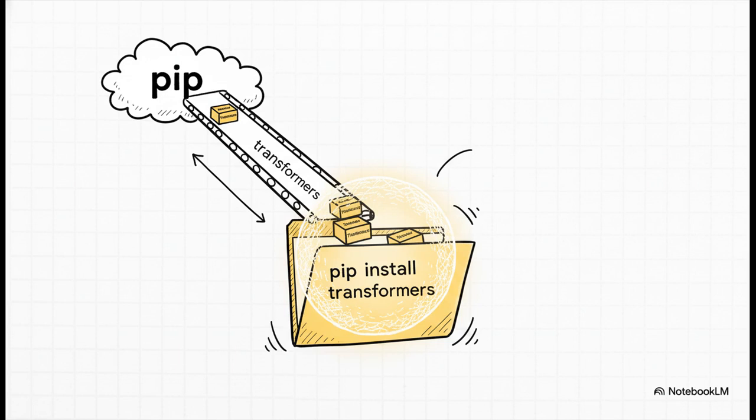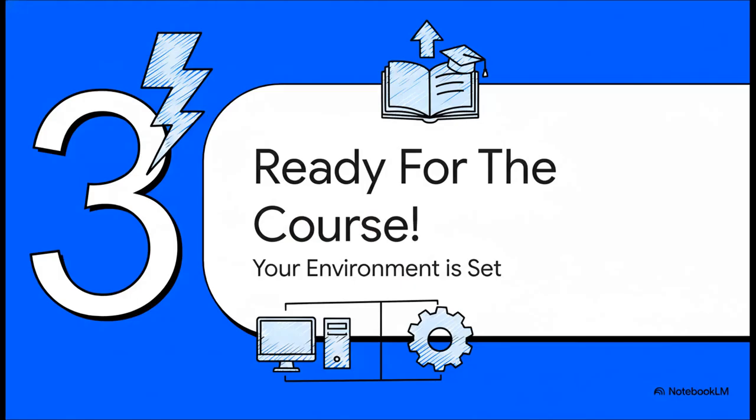And for the final step, we install our libraries. This pip install command should look pretty familiar, but the key thing here is that because your environment is active, the Transformers library is being installed safely inside your project's .venv folder, which keeps your main system completely clean and tidy. And that's it. Whether you chose the lightning-fast Colab route or the more controlled local path, your environment is now totally configured. You are all set and ready to dive into the course.